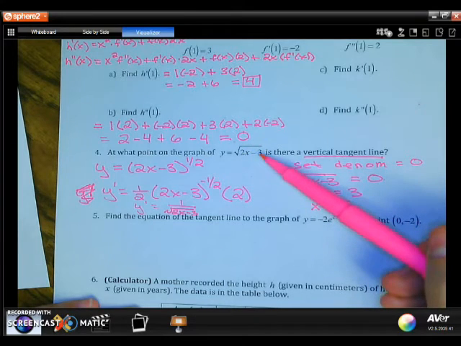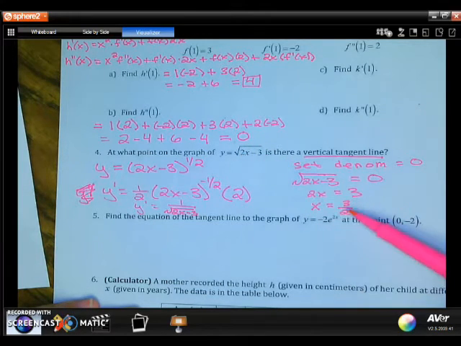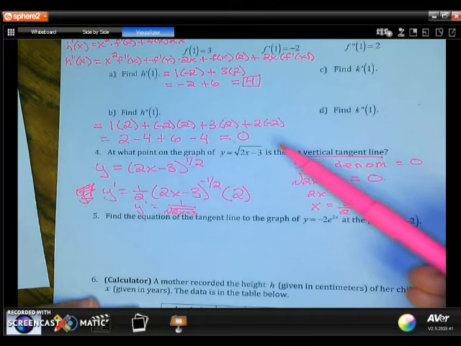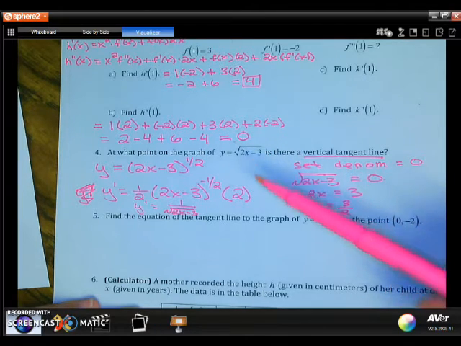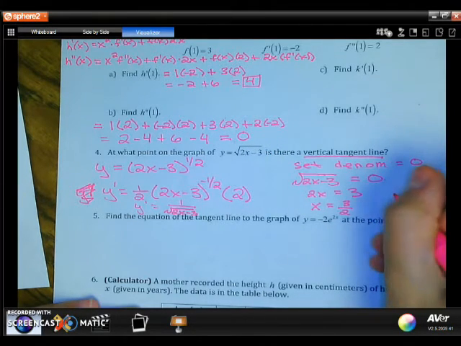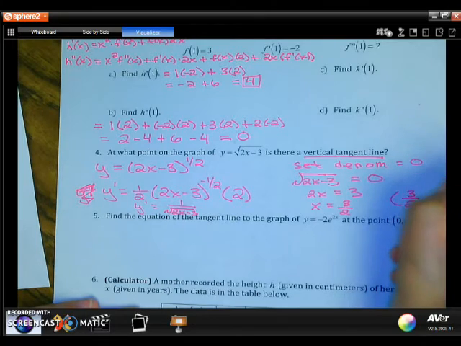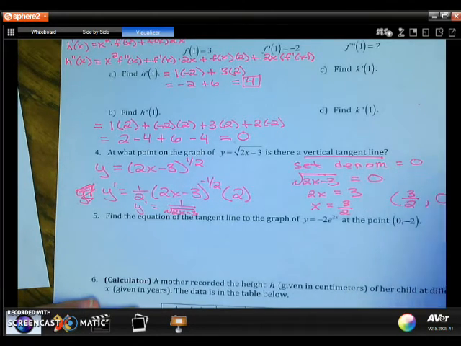So 3 minus 3, right? Because if you do 2 times this, it just gives you 3. So 3 minus 3 is 0. The square root of 0 is 0. So the point would be 3 over 2, comma, 0. And we got that one done. All right, moving right along.